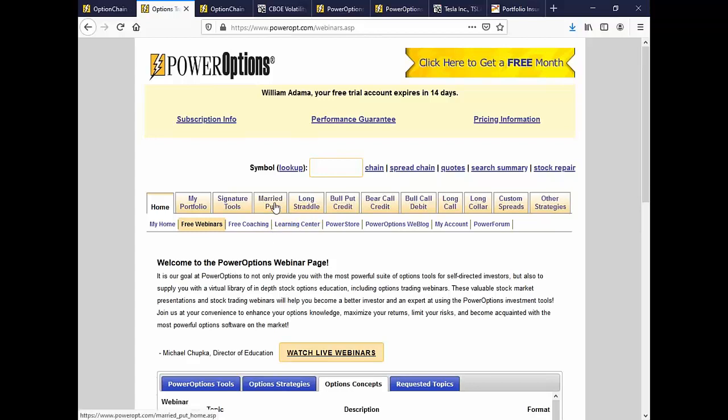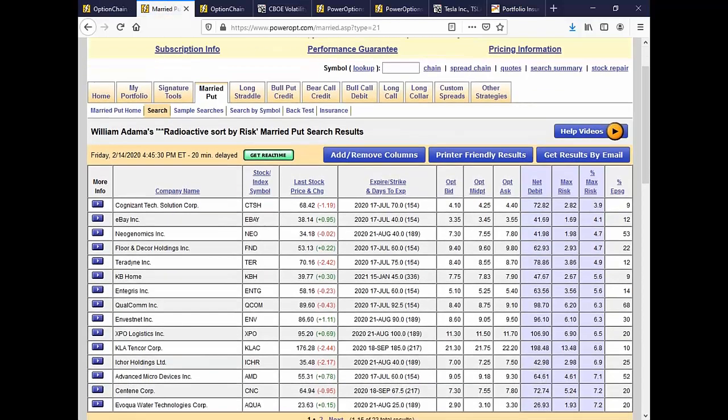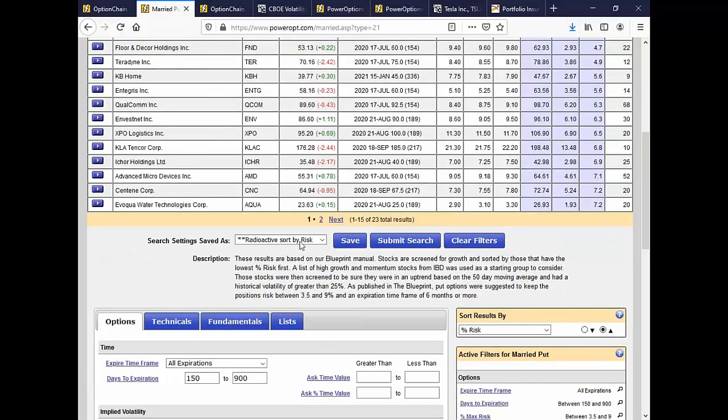And I always like showing this. I think it's kind of neat. But if 50% of my portfolio, Randy, I mentioned, is in the conservative radioactive trading married put structures, where we're looking for positions that have a risk between, about 3.5% to 9%.